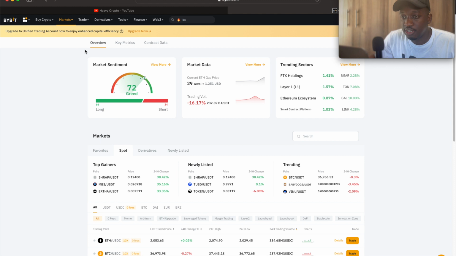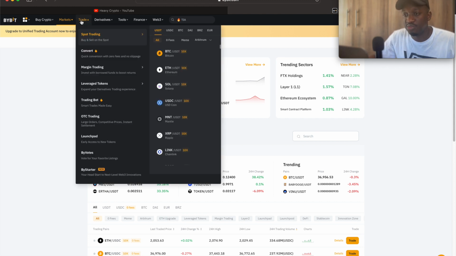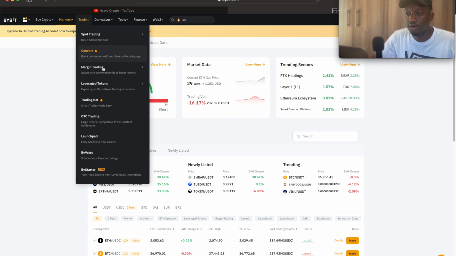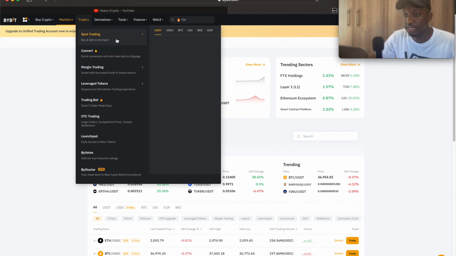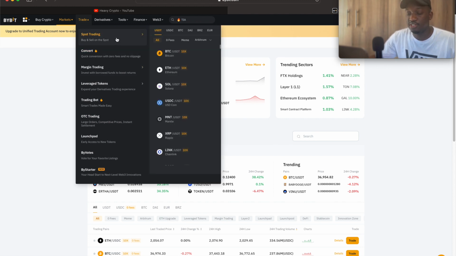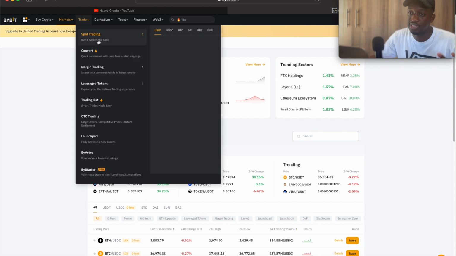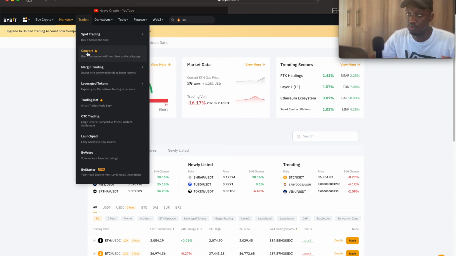So the main deal right here is this tab where it's written trade. As you can see, we have spot trading, convert, margin trading, leverage tokens, trading bots, and other stuff. But right here you need to know spot trading. As I said earlier in this video, spot trading is simply buying and selling cryptocurrencies. So for example, if you want to buy Bitcoin and you just want to hold it, you don't want to trade derivatives, you can come to spot trading and click this button right here, or click convert. But let's start with spot trading right here, and then you're going to go to convert.